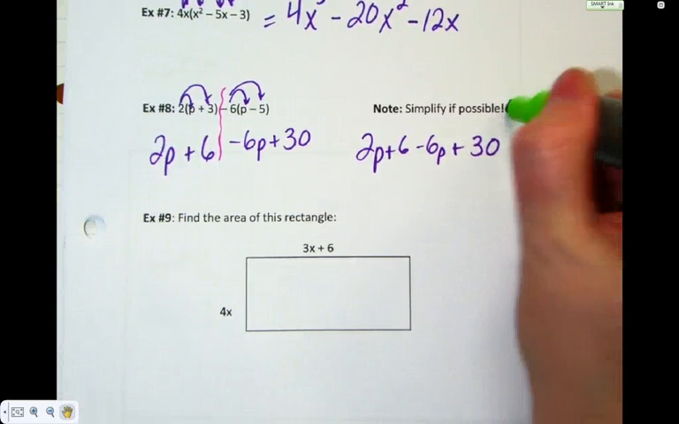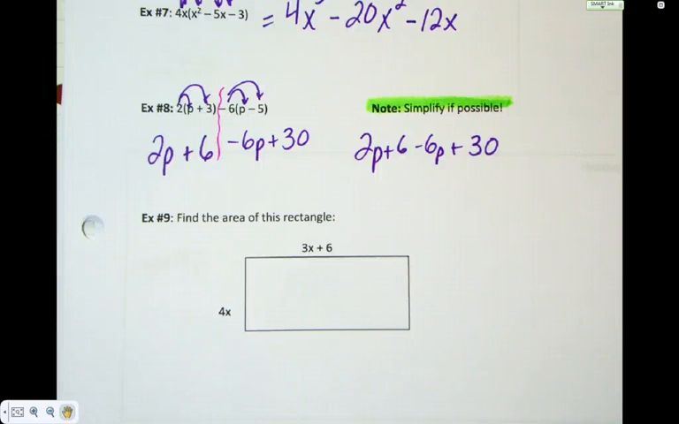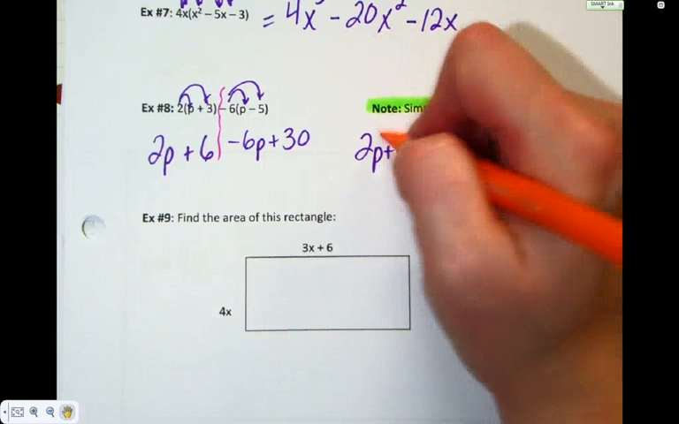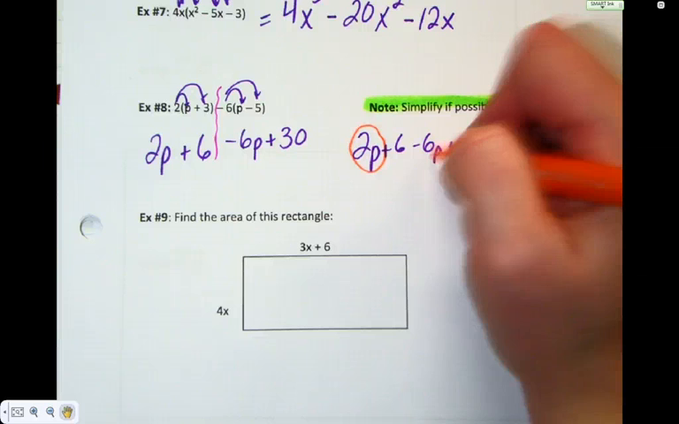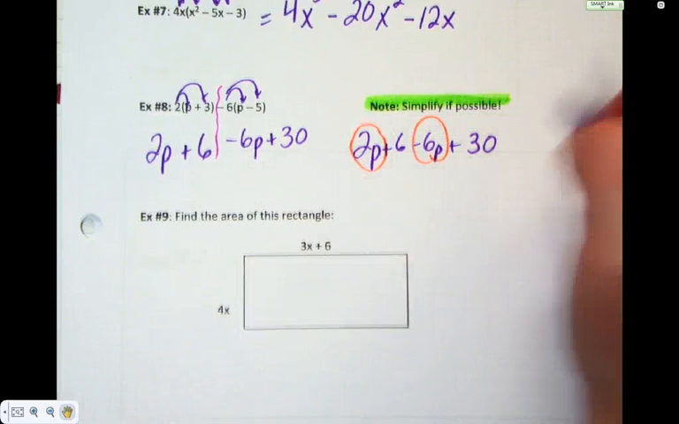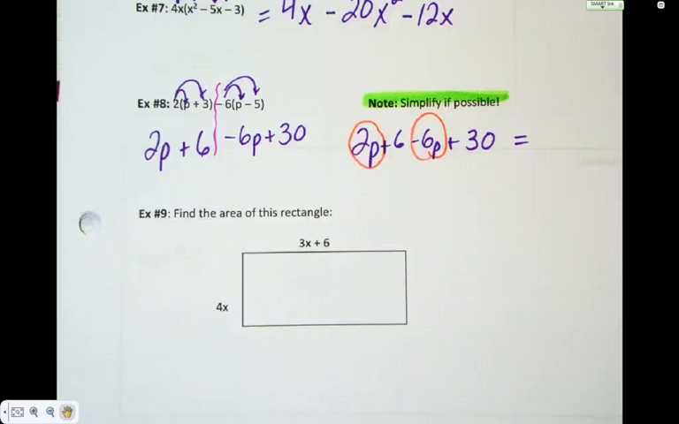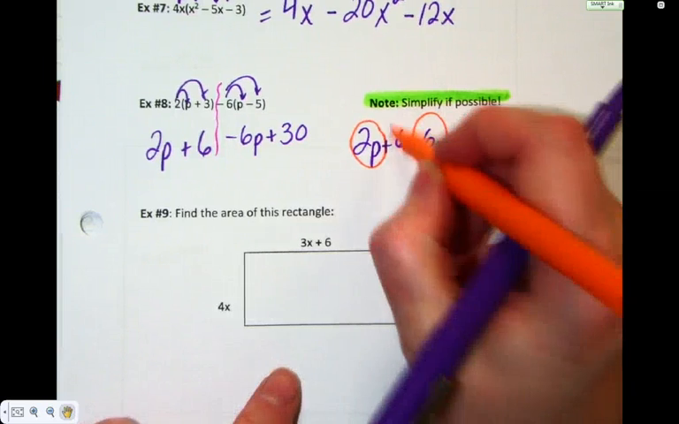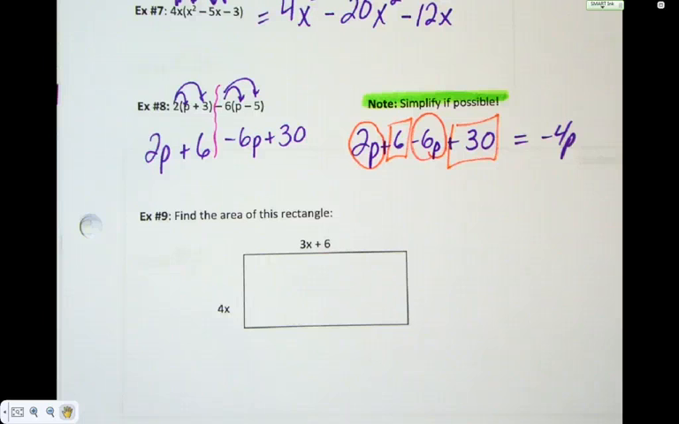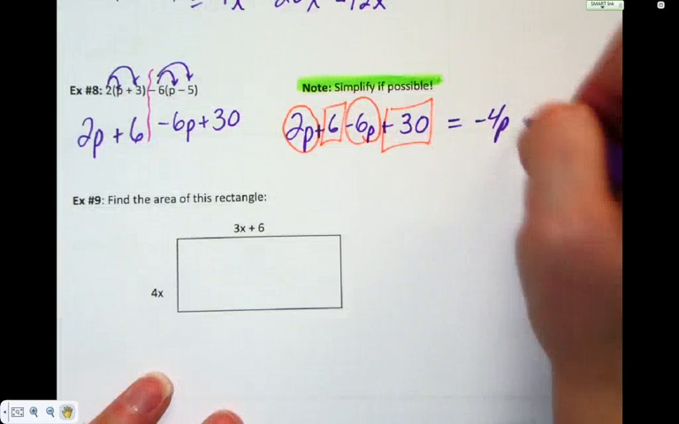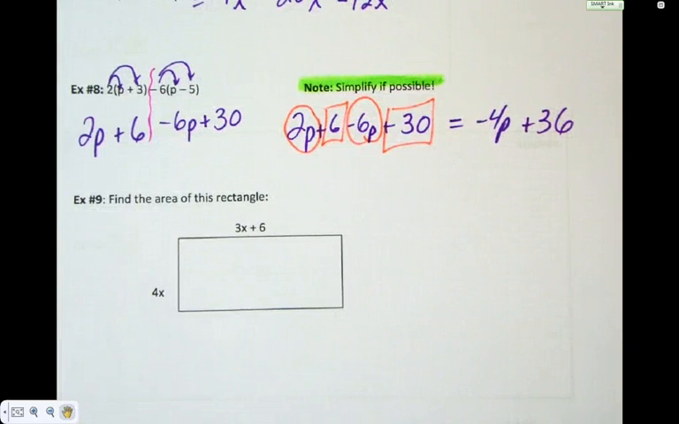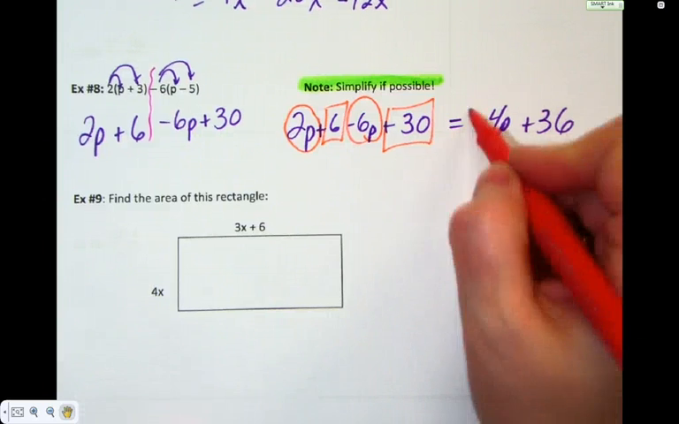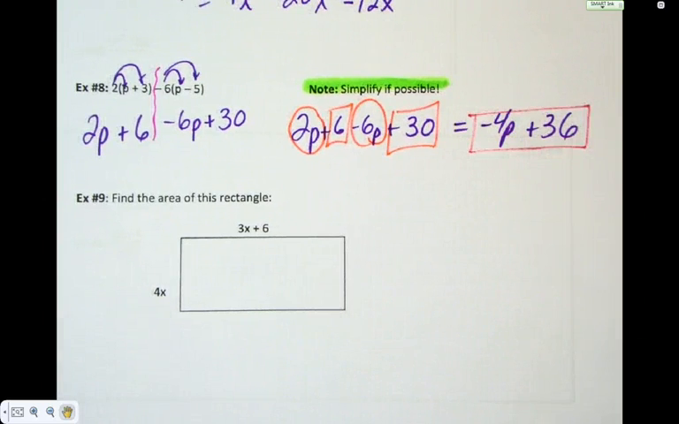And this becomes a question from last week where we're just simplifying the like terms. So what's the same term as a 2p? 6p. Negative 6p. Okay, let's add those together. If you have 2 of something and you take away 6 of the same somethings, how many somethings are left? Negative 4p. Then I have a 6 and a plus 30, and if I smush those together, we get plus 36. There's your final answer. So when you have 2 brackets in the question, you just do them separately and then just collect your like terms.